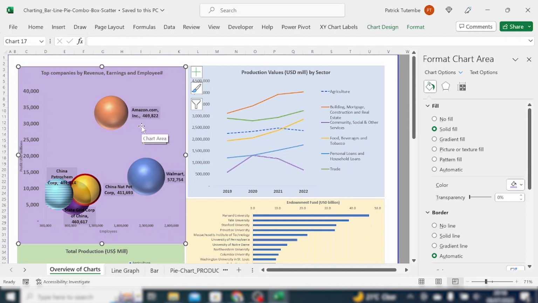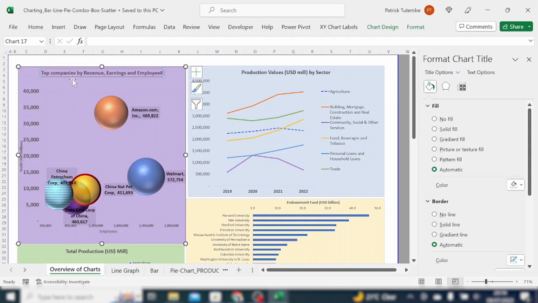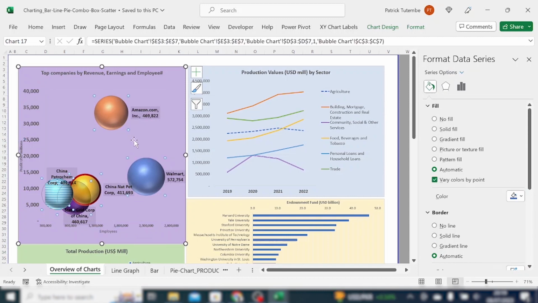A bubble chart is useful for displaying three-dimensional data where the size of the bubble represents a third variable and the rest of the axes represent the two variables. For example, in this chart, we see top companies by revenue, net profit, and number of employees. So we have profit on the vertical axis, employees on the horizontal axis, and then the revenue of the respective companies represented by bubble size.